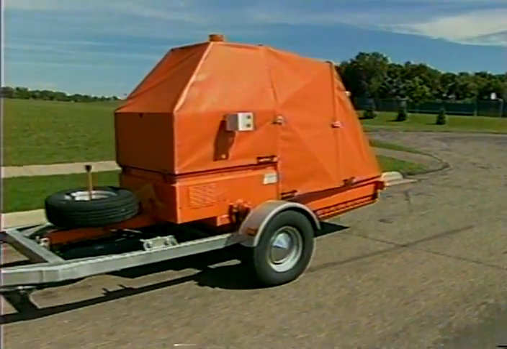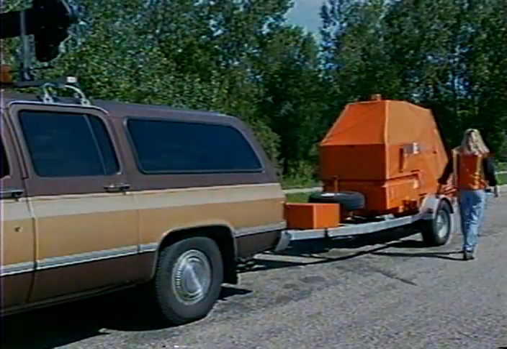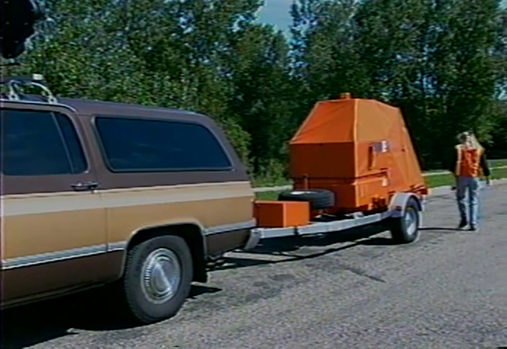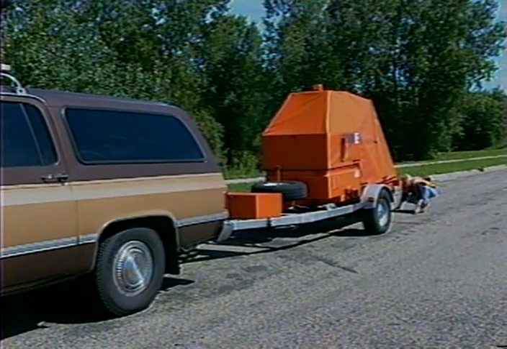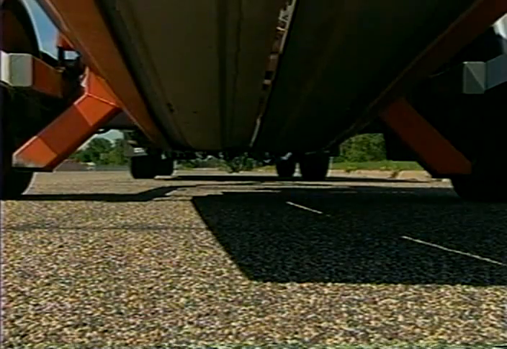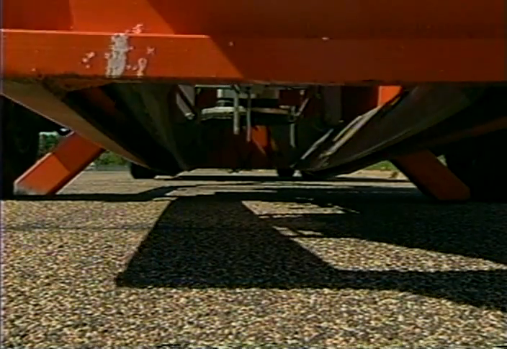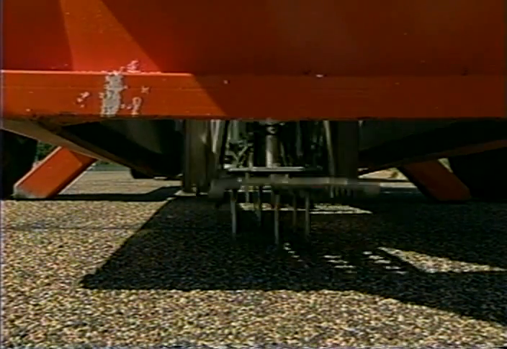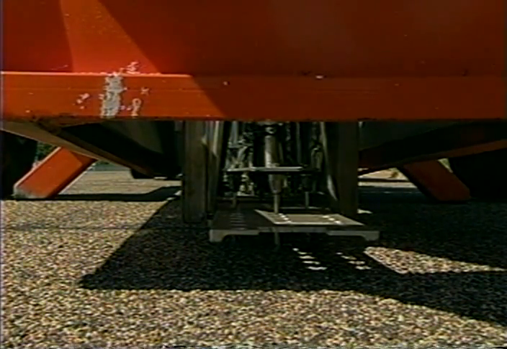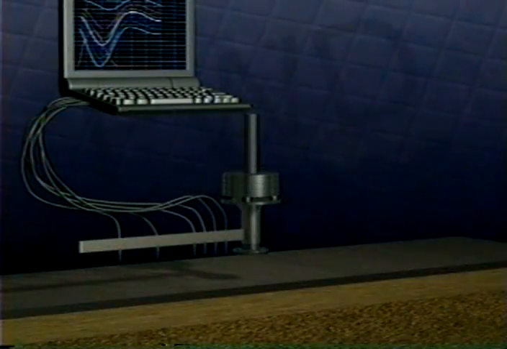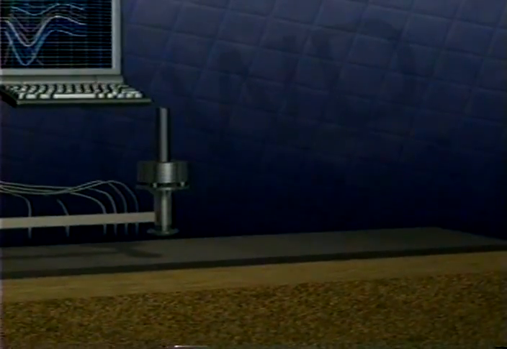Since the mid-1980s, the falling weight deflectometer, or FWD, has become an indispensable tool for pavement engineers. Engineers use the information provided by FWDs to predict a pavement's expected life and then decide how best to maintain that pavement. To produce this valuable information, an FWD measures a pavement's response to a load.